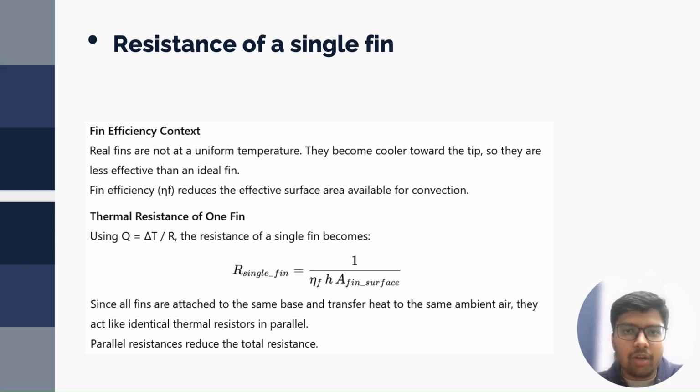For this mathematical modeling, since we did not have the fin tip temperature, we have used the insulated fin tip equation, and we have used the corrected fin length Lc to account for this. The fin efficiency can then be defined as tanh(mLc) upon mLc, where Lc is the corrected fin length. Then the resistance of a single fin is defined as delta T upon Q, that is 1 upon eta, the efficiency, times h times the area of one fin surface. Since all fins are attached to the same base and transfer heat to the same ambient air, they can be considered as connected in parallel.